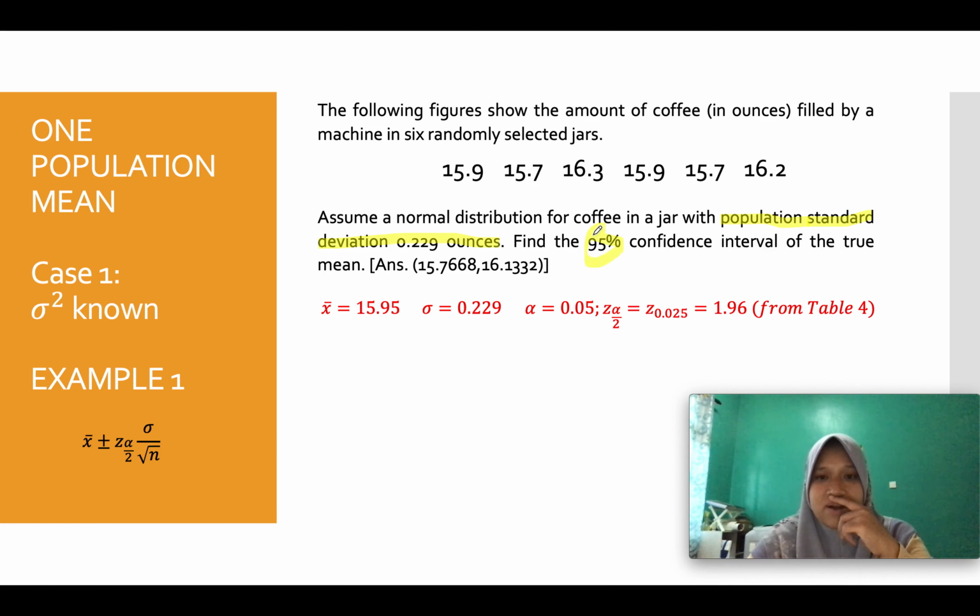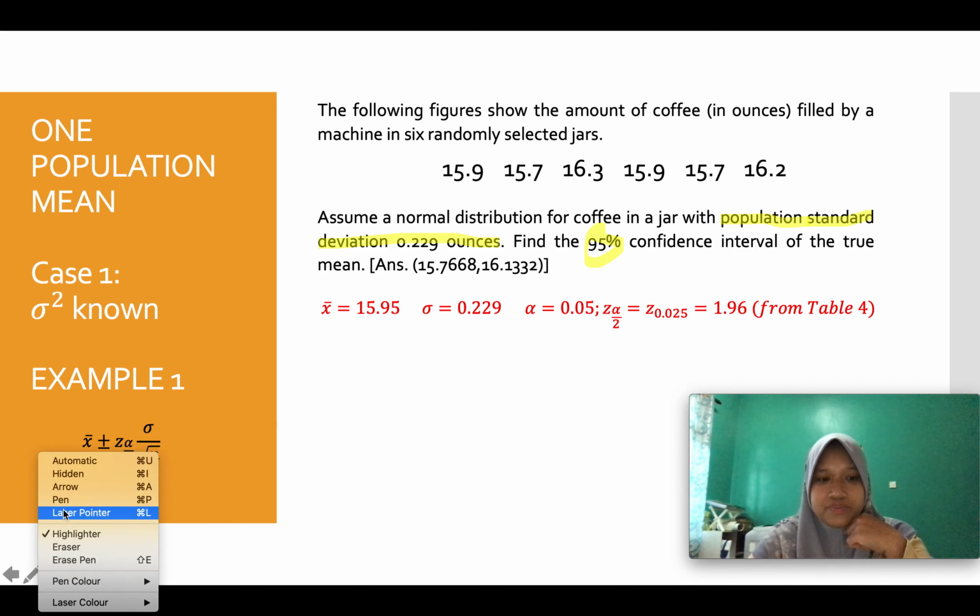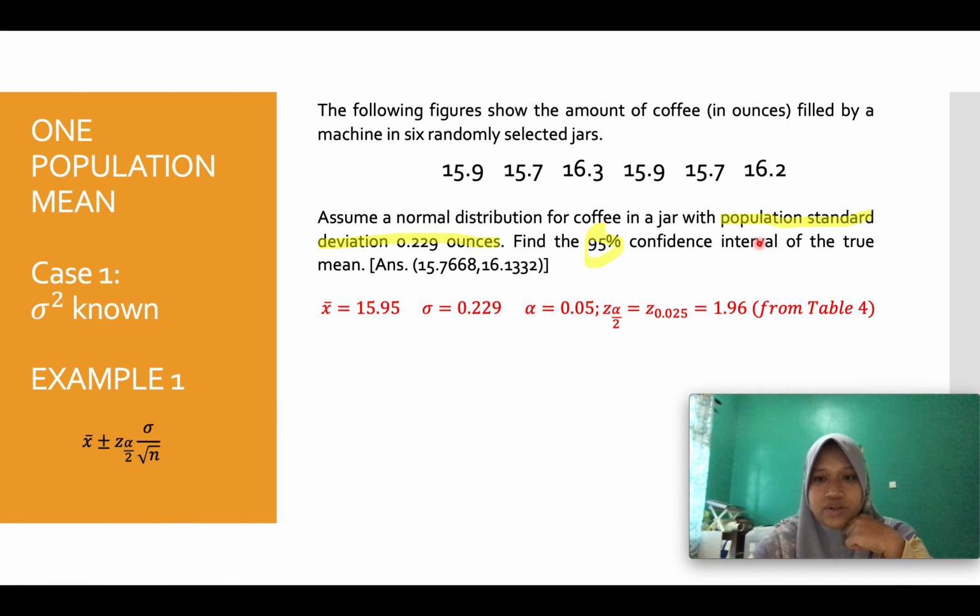Okay, kat sini dia kata find the 95% confidence interval. Okay, so the value of alpha is 1 minus 0.95. So we get 0.05 for the alpha. Okay, so since tadi dia punya formula tadi dia dah Z alpha over 2, so alpha divided by 2, 0.05 divided by 2, we get 0.025.